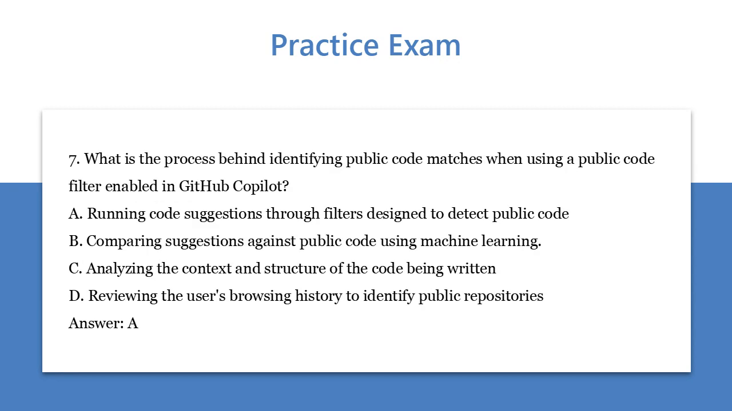7. What is the process behind identifying public code matches when using a public code filter enabled in GitHub Copilot? A. Running code suggestions through filters designed to detect public code. B. Comparing suggestions against public code using machine learning. C. Analyzing the context and structure of the code being written. D. Reviewing the user's browsing history to identify public repositories. Answer: A.